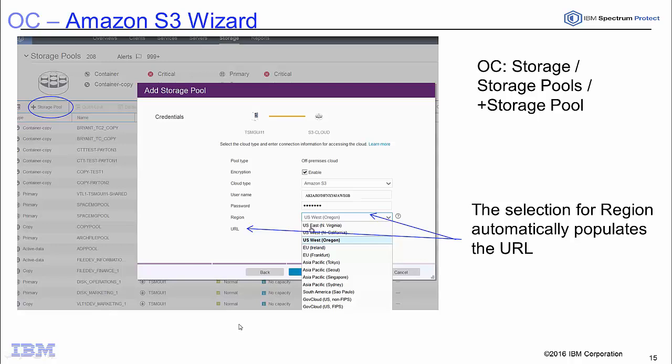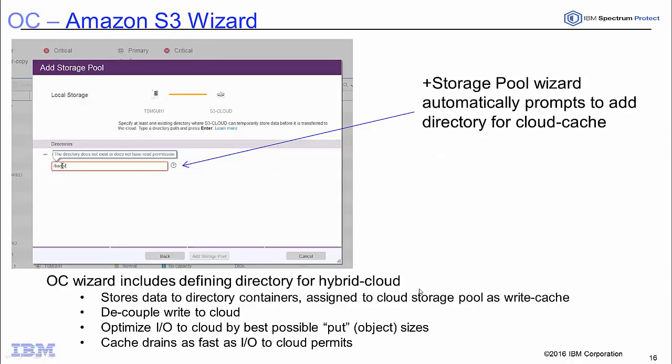Now you can also set up the cloud containers with the Operations Center using its wizard. You would go into Storage, Storage Pools, and then click on the plus Storage Pool. You can see here you'll be prompted for the cloud type, in which you'd select Amazon S3. You'd enter the username and password that Amazon provided for you. And then you would select a region, and this region will automatically populate the URL. With this Amazon S3 wizard, you will be prompted to add a cloud cache directory. So you'll want to go ahead and enter that. Remember, that's going to help with the performance for uploading the data to the cloud.